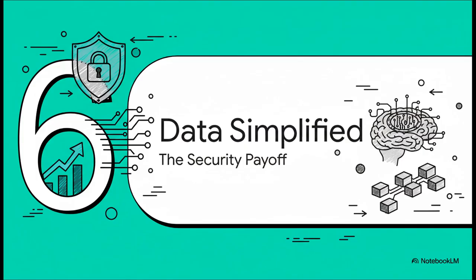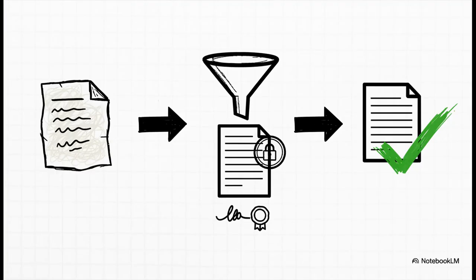Okay, so now we get to the payoff. We've simplified the data, we can create this one true version. Cool, but why does this matter so much? What's the actual tangible payoff for businesses, for security, and just for our ability to trust anything in the digital world? And here it is. This is the secret sauce to creating unbreakable digital signatures.